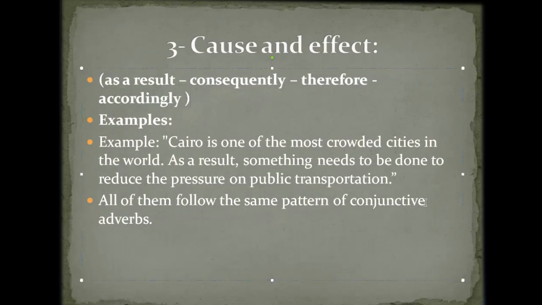Moving on to the next item, cause and effect. The words that I would like to teach you are as a result, consequently, therefore, and finally, accordingly. Okay, and they again are used in the same way. You just have a sentence, a full stop, a semicolon, and then one of these words, and then a comma, and then the other sentence, like the example. Cairo is one of the most crowded cities in the world, full stop. Again, you could replace it with a semicolon. As a result, something needs to be done to reduce the pressure on public transportation.